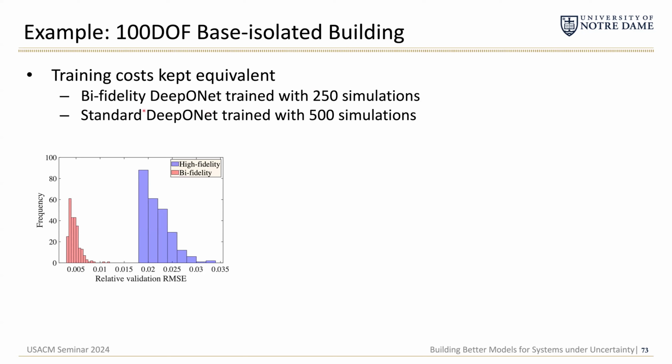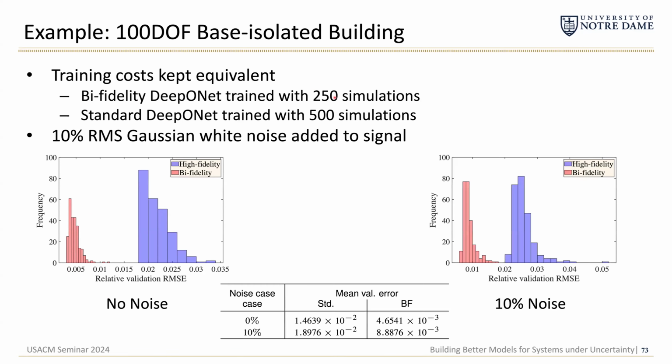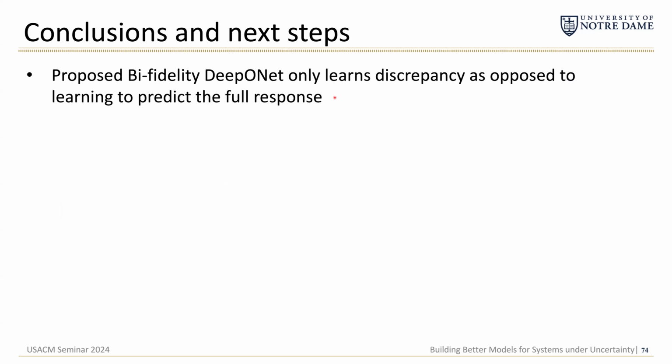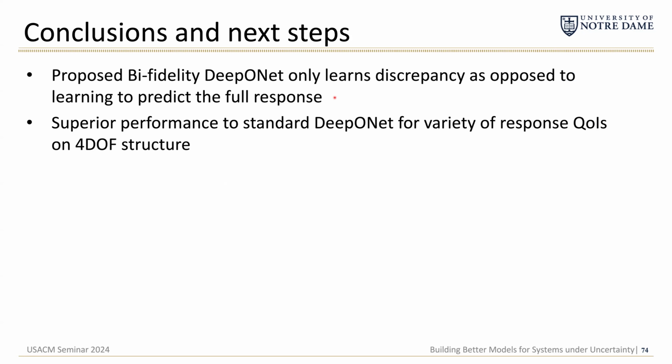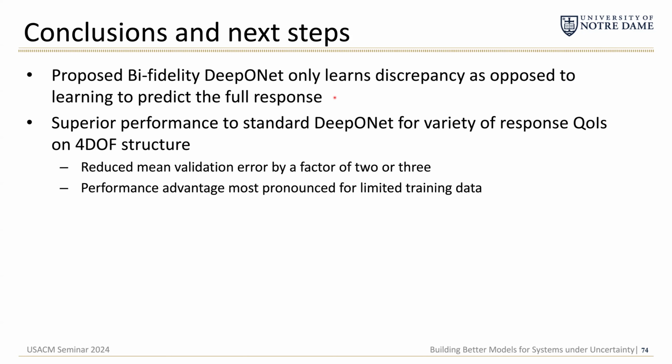And we find that even if we control for this quantity, the bifidelity approach still outperforms a standard high fidelity only, right? Even if we control for training budget and actually give fewer data sets in total to the bifidelity approach. And the performance gain is maintained even if we add white noise to the signal as well. So what we can see is our proposed bifidelity DeepNet is only asked to learn the discrepancy as opposed to predicting the full response. And this gives it superior performance compared to a standard DeepNet for a variety of quantities of interest, where we're often reducing mean validation errors by a factor of 2 or 3, and our performance advantage is actually even more pronounced the more limited data becomes.